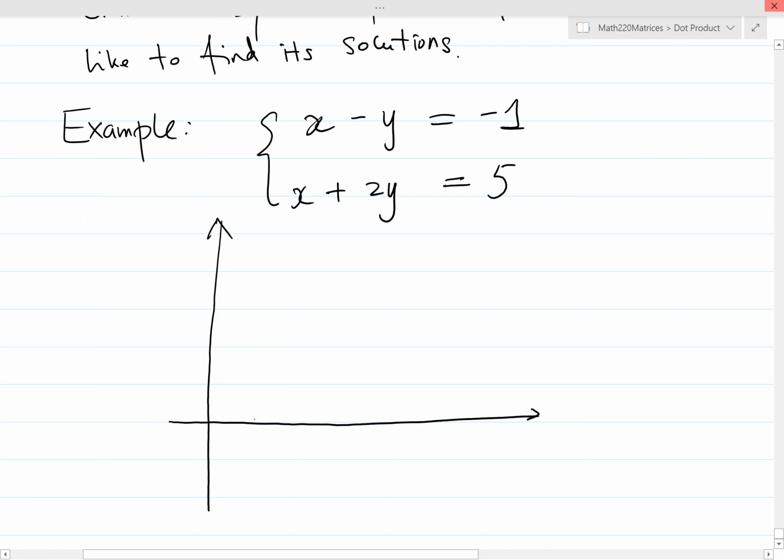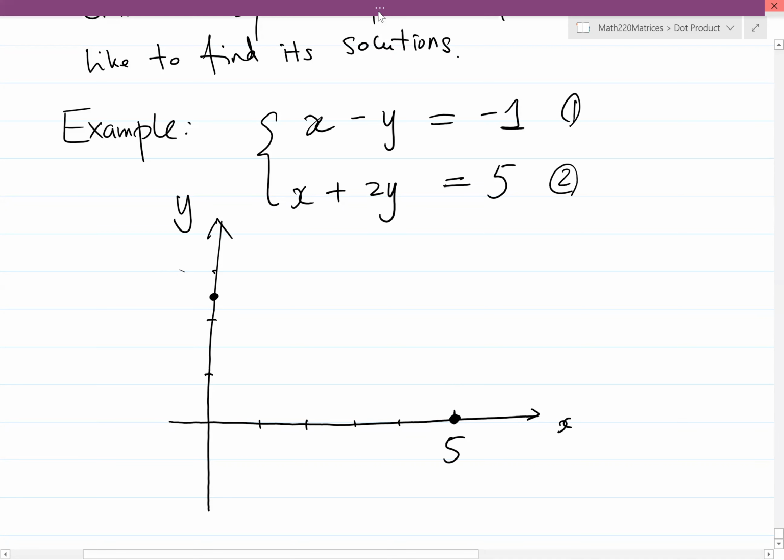Okay, now this is not difficult. So it's 1, 2, 3, 4, 5. The x coordinate is 5 when y is 0. Now when I'm plotting the second equation, when x is 0, y is 2.5. 1, 2, 2.5, 3, 2.5 is here. So we get this line. Maybe let me insert a line.